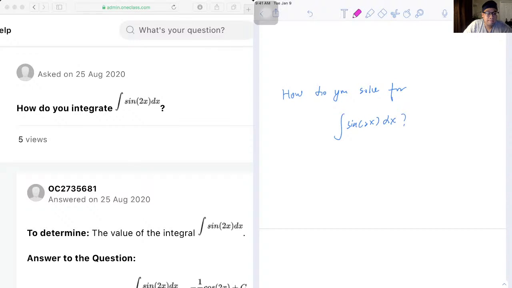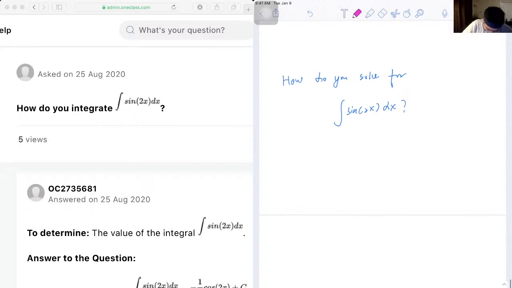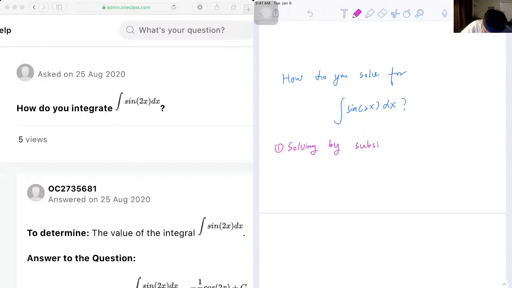Okay. So, in order to evaluate this given function, we'll need to implement integration by using substitution. Okay. So, solving by substitution. Okay, so we will use the letter u to substitute whatever is in the bracket, which is the 2x part. All right, so let's write that down.